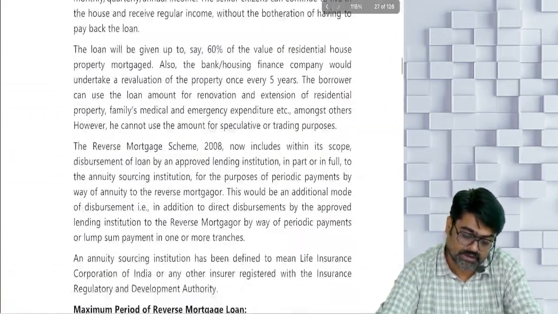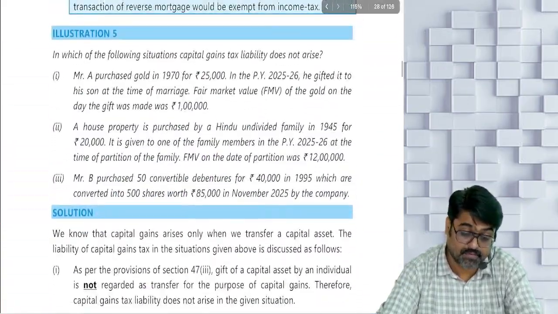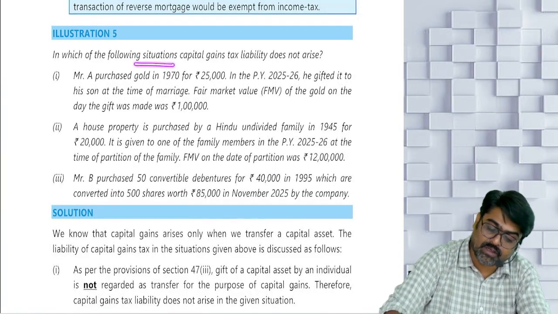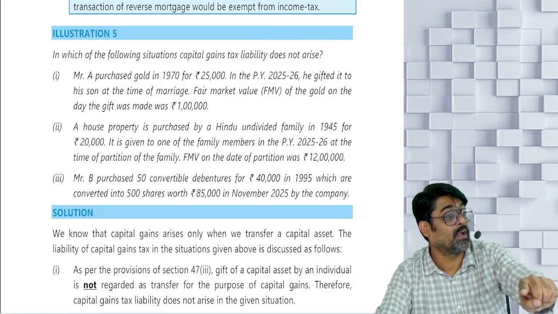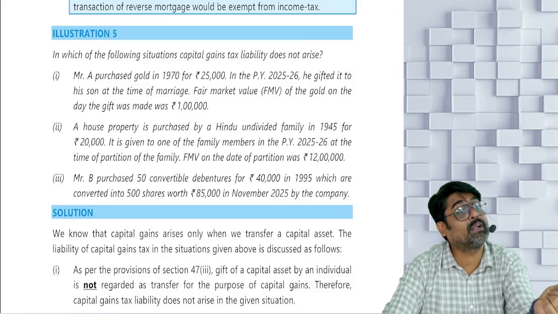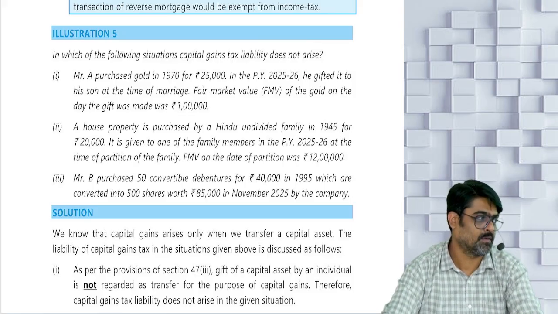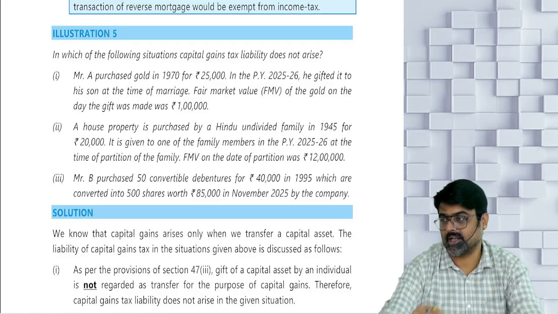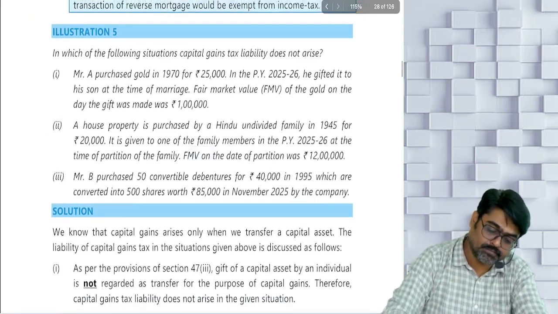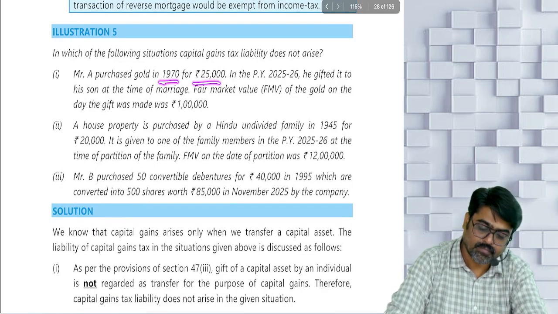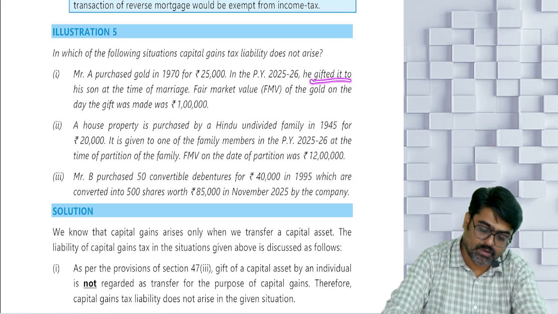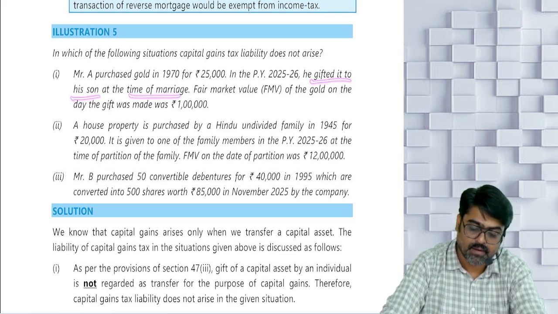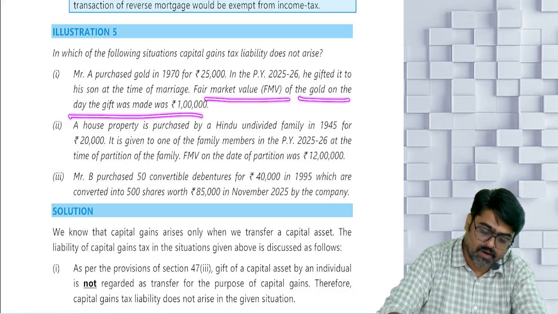Now come to illustration number 5. Very difficult. Which of the following situations capital gain tax liability does not arise? You are supposed to tell in which of the transactions it will not arise. First transaction: A purchased gold in 1970. In the previous year 25-26, meaning this year, he gifted it to his son. The fair market value of the gold on the day of the gift was 1 lakh.